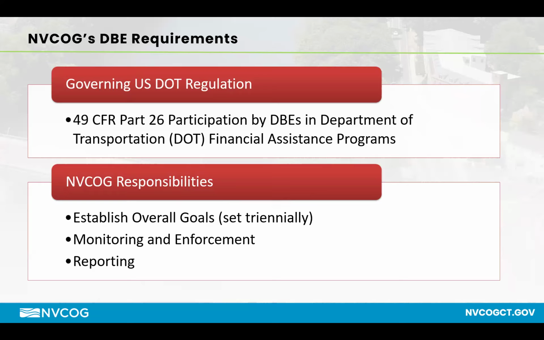As far as requirements, again, this is governed by 49 CFR Part 26, which is called Participation by DBEs in Department of Transportation Financial Assistance Programs. As a Metropolitan Planning Organization, or MPO, NVCOG is responsible for establishing an overall goal, which is set triennially. So we do this every 3 years. We're responsible for monitoring and enforcing our DBE program, and we're also responsible for reporting. So we have that accountability measure there.